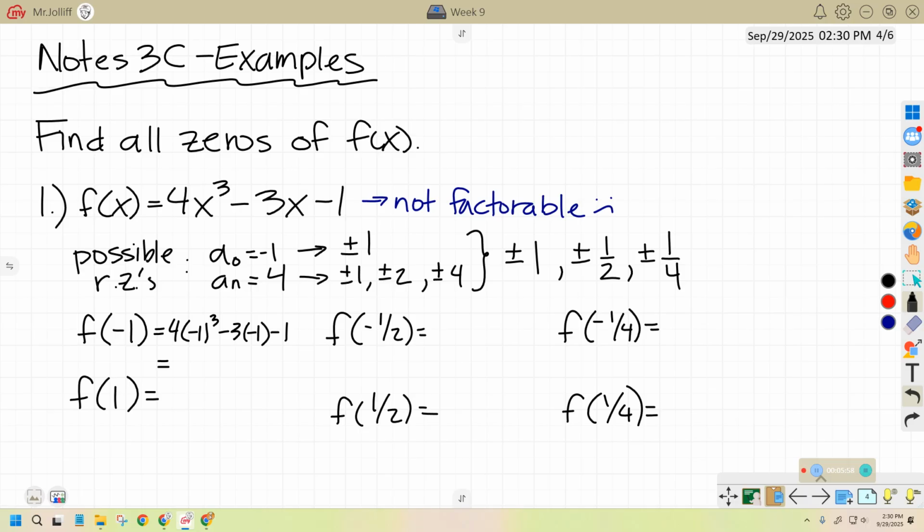Let's see, 4 times second one cubed. Let's see, minus 3 second one minus 1.